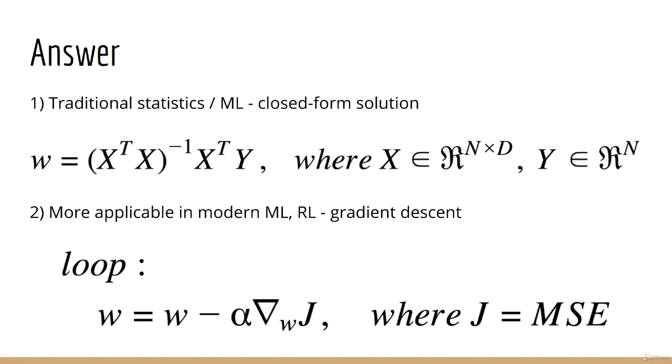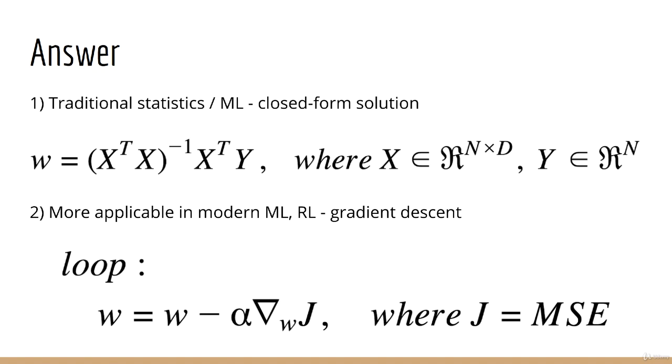Here's the answer. The first method, which is the one students usually learn about in a traditional statistics or machine learning course, is called the closed form or analytical solution. We can get this by putting all of the x vectors into a giant matrix called big X, which is of shape n by d, and putting all the y samples into a giant vector called big Y, which is of shape n by 1. Then we plug those into this formula, and you get the weight vector w.